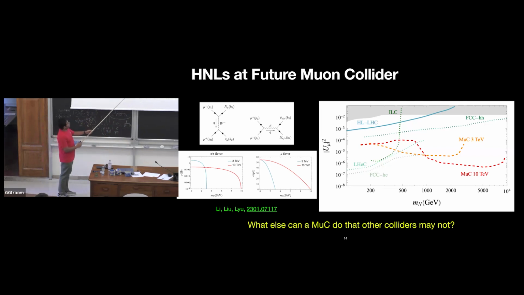And then LHeC, I think this is probably the high energy LHC, the LHeC. I don't know if that is still on the table. Oh, I see. Okay, but this is probably a precursor to the FCC-eh. Anyway, the point is that you can beat all of them over here for higher masses and for smaller couplings.